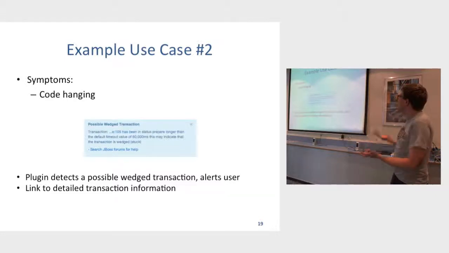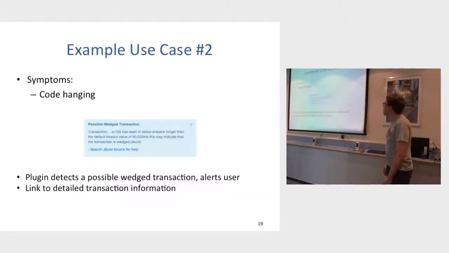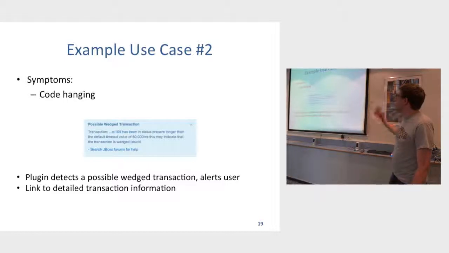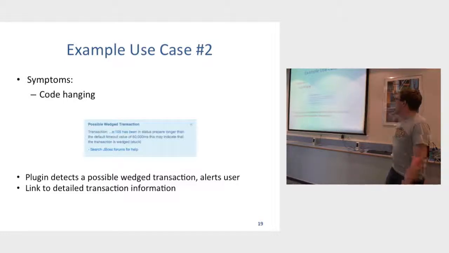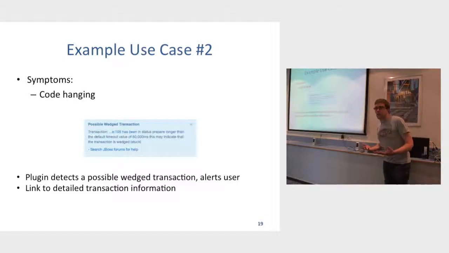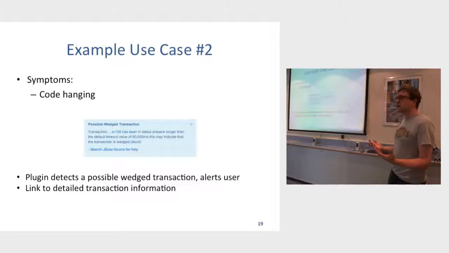well, what do you do? It's not really enough information from the symptoms there to actually find out what's happening. So again, install the tool, keep it running whilst it builds up some data, and we get this plugin pop up that the plugin's detected a wedge transaction and alerts a user. Now, a wedge transaction is essentially caused by a deadlock. It's not a nice problem to have.